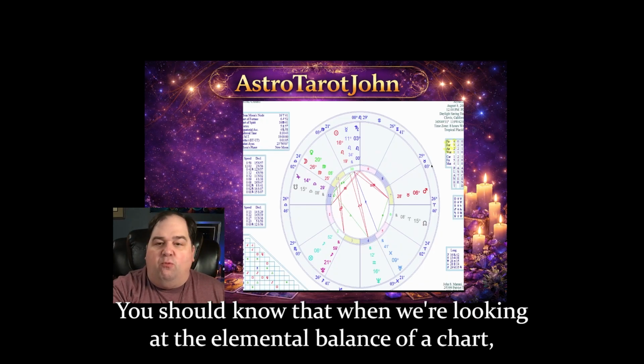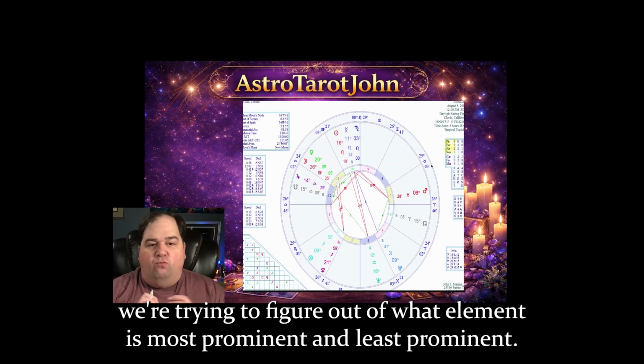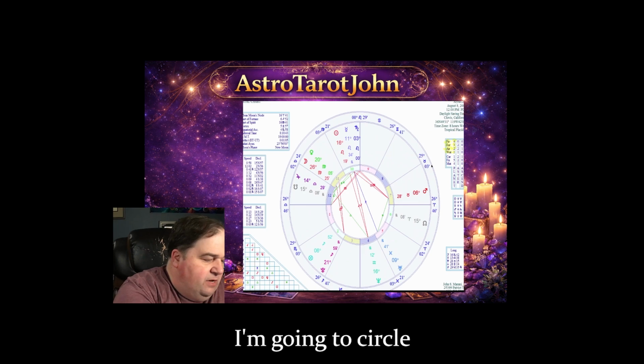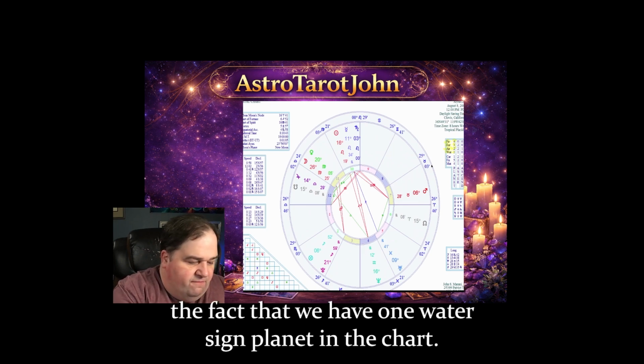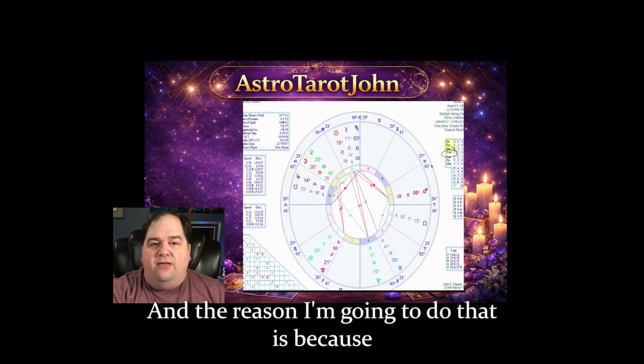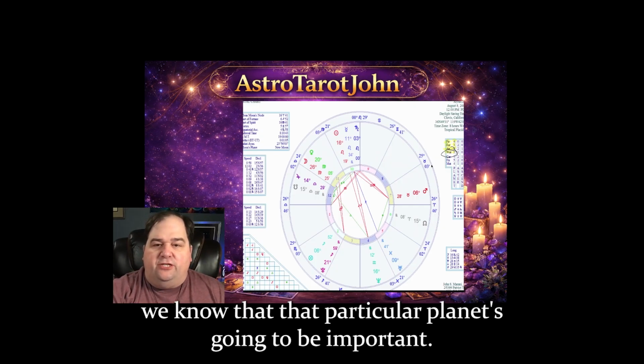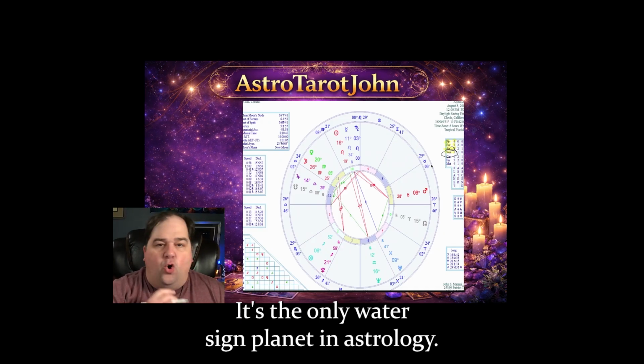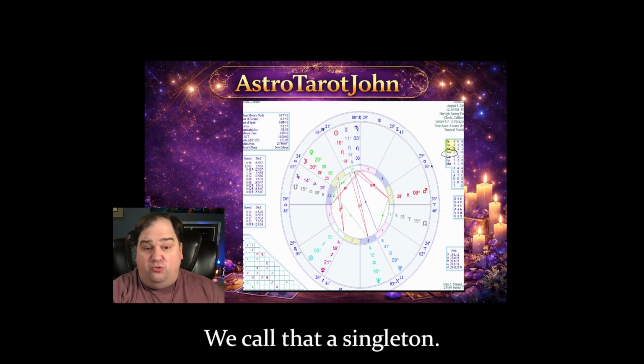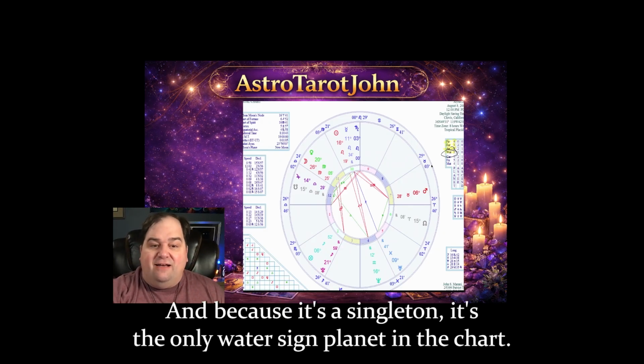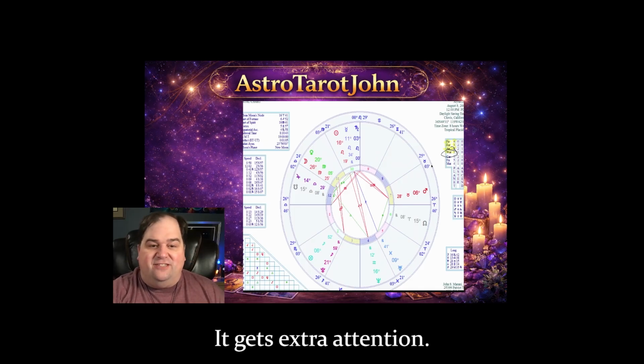You should know that when we're looking at the elemental balance of a chart, we're trying to figure out what element is most prominent and least prominent. I'm going to circle the fact that we have one water sign planet in the chart. And the reason I'm going to do that is because we know that that particular planet's going to be important. It's the only water sign planet. In astrology, we call that a singleton. And because it's a singleton, it gets extra attention.